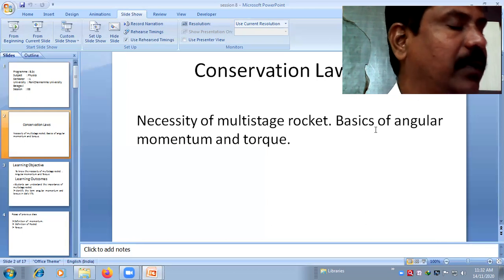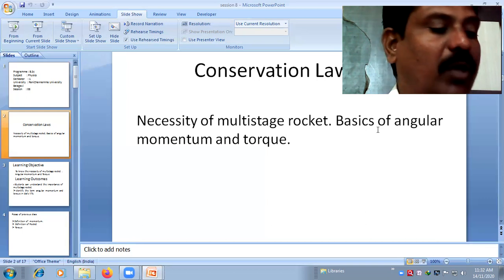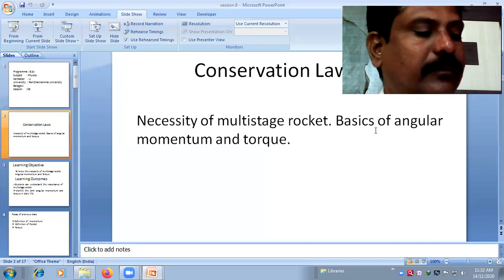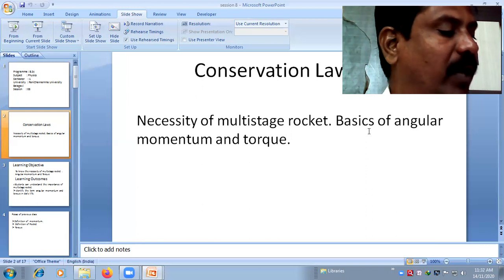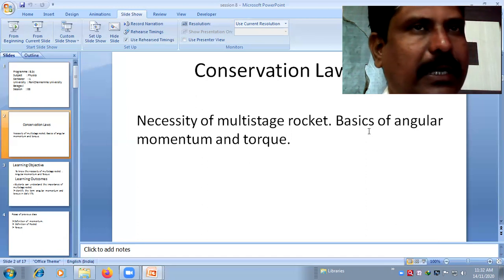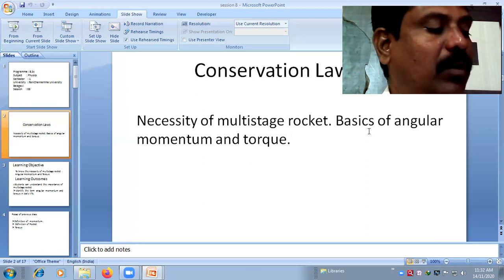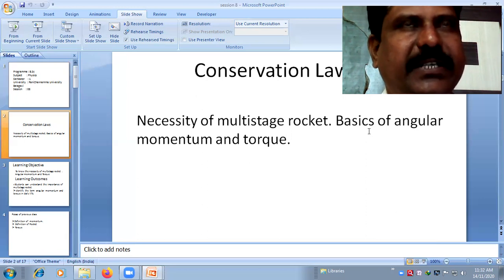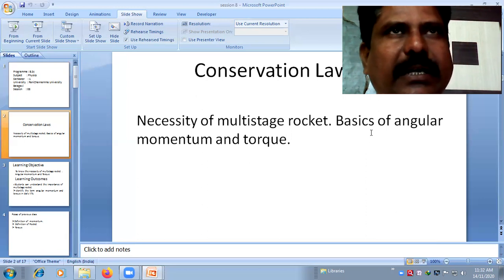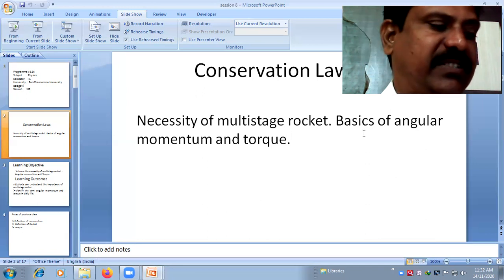In order to have more velocities, we need to have two or more, three stages of a rocket. So there is a necessity of combining a number of rockets in a series.